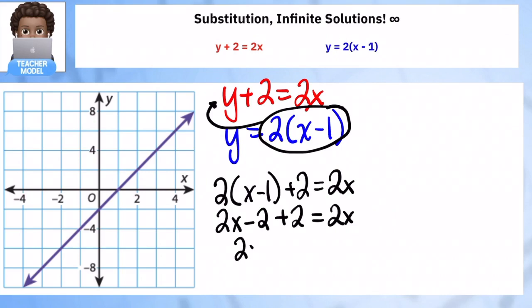Combine like terms. So these two just made 0, and 2x is equal to 2x. So remember I told you if you have both sides exactly equal to each other, then I know that this is an infinite solution.